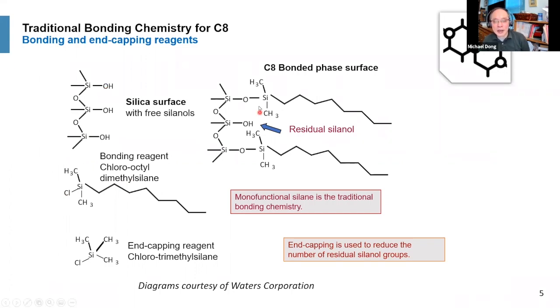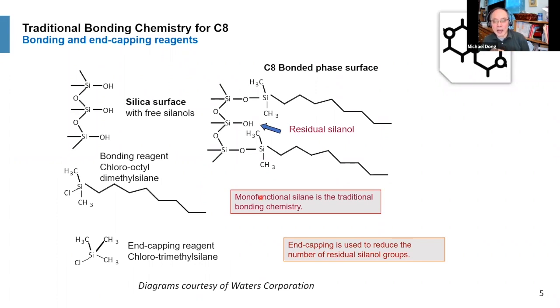So at the end of it, C8 dimethyl silane gets bonded to the silica surface, right? So you have one anchoring point, rather than two or three. Now, unfortunately, it's not possible to bond 100%.